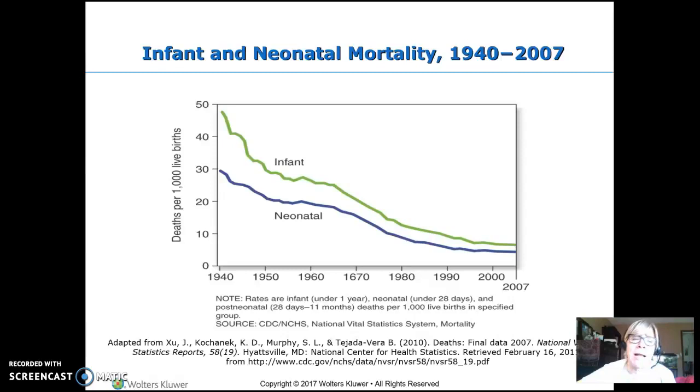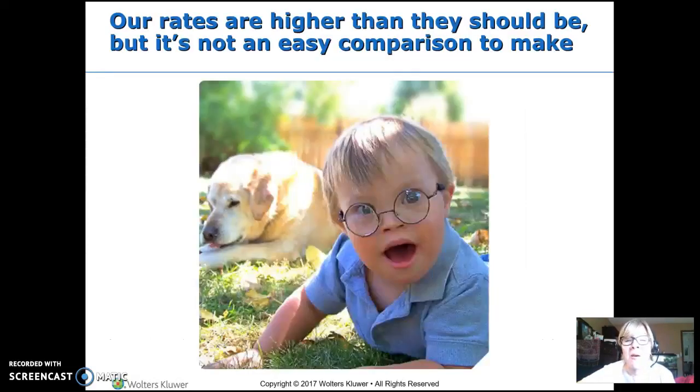Infant and neonatal mortality. So infancy is the first year of life. Neonatal is the first month of life. You can see we have really declined on infant and neonatal mortality over the decades. However, among developed countries, we're pretty much the highest compared to the other developed countries. So we do have some work still to do. I would say that's not entirely fair, though, because we have a lot of babies born with congenital defects and anomalies that in other countries are aborted and are not born.